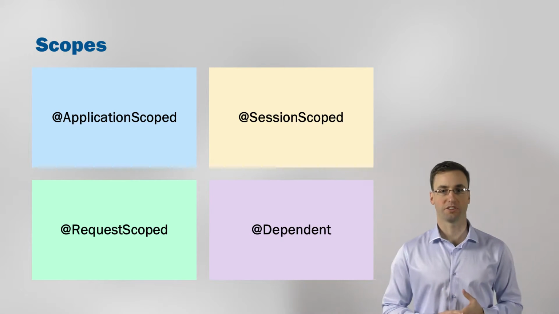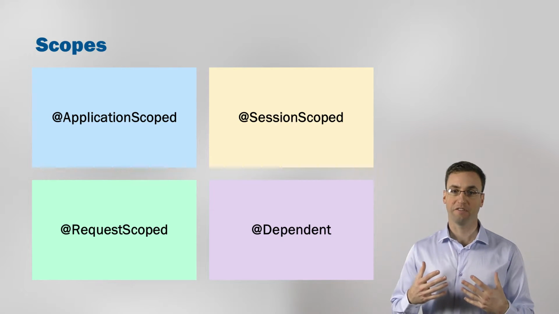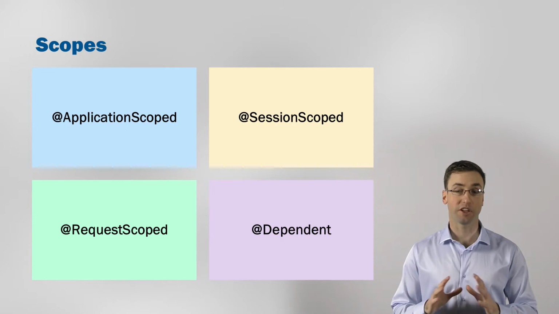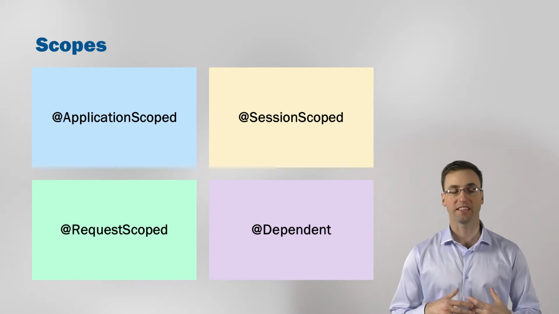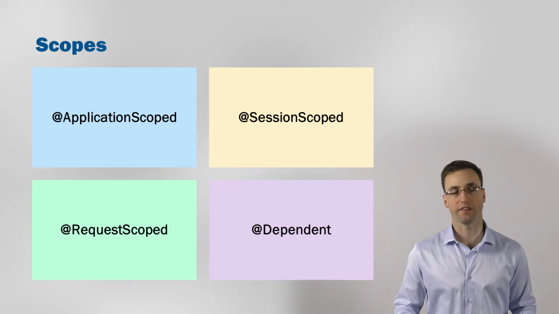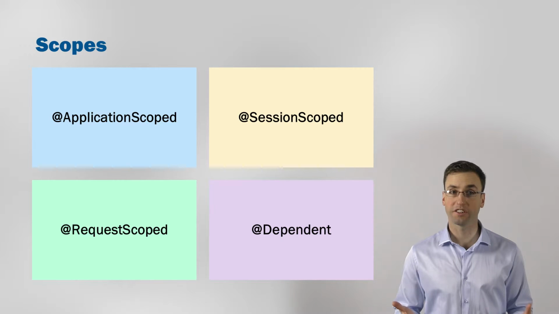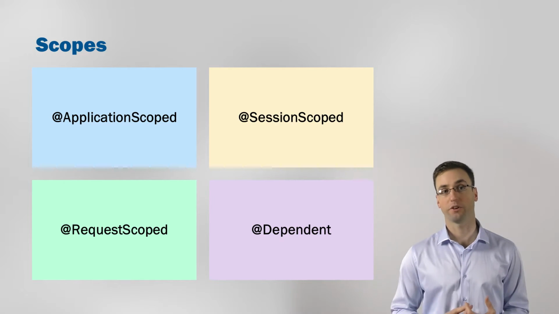So what are these scopes? Well, requestScoped means that it creates an object for each page request, but that's not the only possibility. Application scoped means that CDI will create just one instance of the class and reuse it everywhere it's needed. If you've heard of the singleton design pattern, then CDI application scoped is basically equivalent to a singleton.